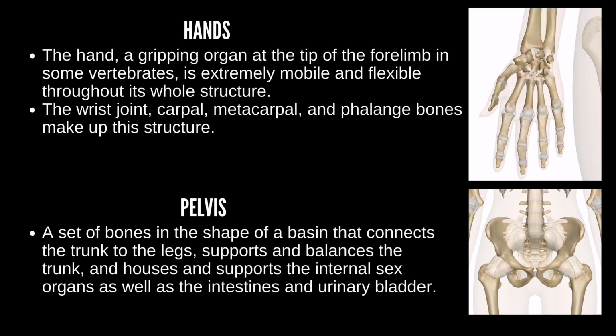Hand. Hand is a gripping organ at the tip of the forelimb in some vertebrates. It is extremely mobile and flexible throughout its whole structure. The wrist joint, carpal, metacarpal, and phalange bones make up this structure. It is a prehensile multi-fingered appendage located at the end of the forearm or forelimb. The human hand contains 27 main bones. Each finger has 3 bones, the thumb has 2, the palm of the hand has 5 bones.